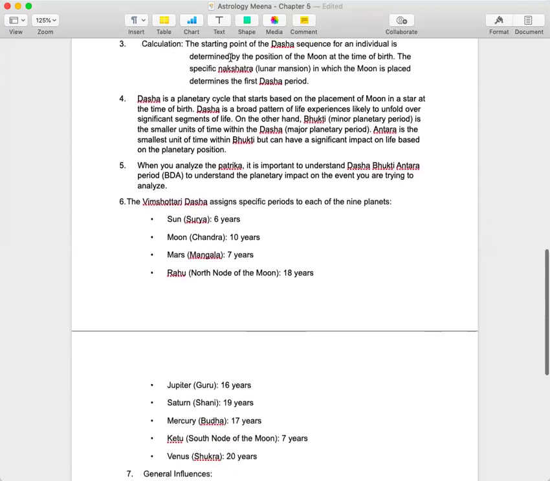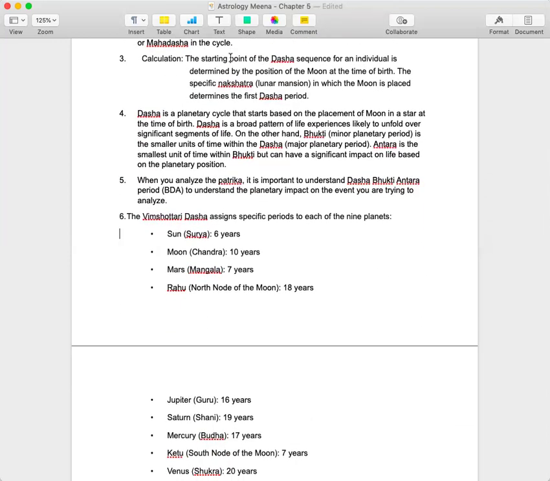Now, how is it used? When you analyze your patrika, let's say you want to see how your month is going to be, or how your week is going to be, this is taken into consideration along with your birth chart, the current positions of the planets, like which planet is sitting in which house. That plus this Dasha, Bhukti, Antara: what cycle is going on, what bhukti is going on, what antara is going on, and it could be further down too.